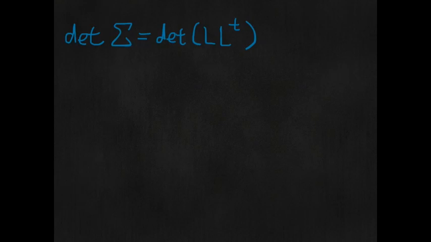Now let's simplify that integral a little bit. What we can recognize is the fact that the determinant of sigma we can write as the determinant of L L transpose, which is the same as the determinant of L times the determinant of L transpose. And the determinant of a matrix is the same as the determinant of its transpose. So this just becomes the determinant of L squared.